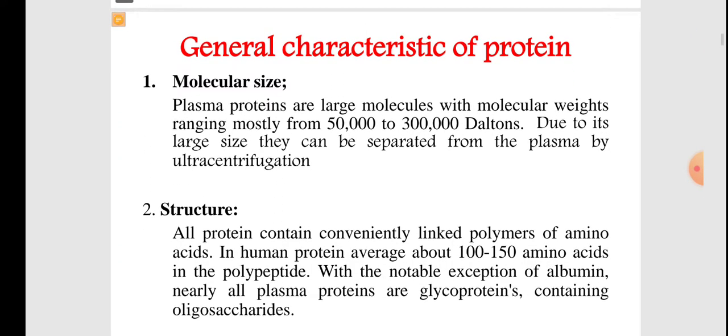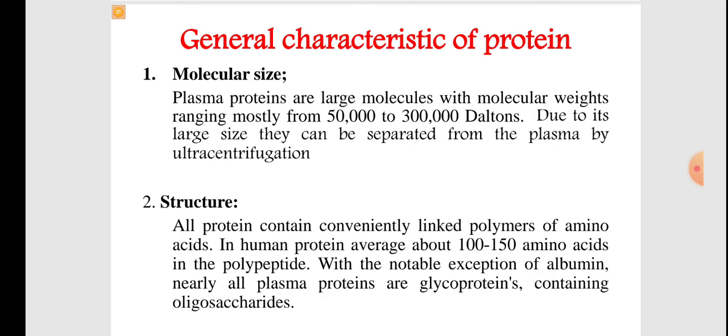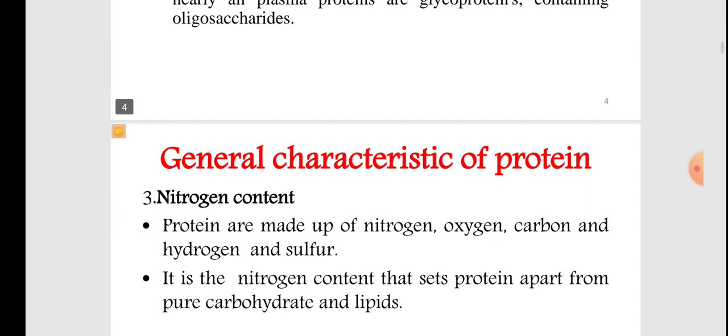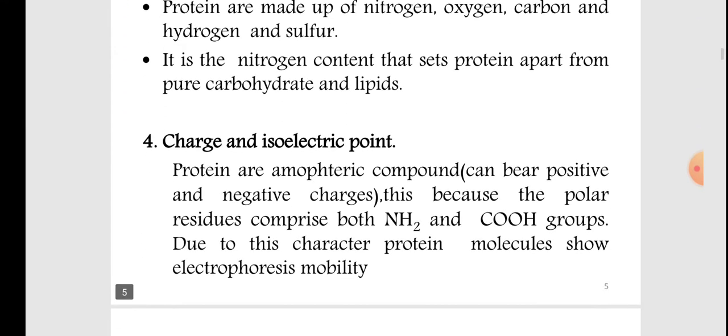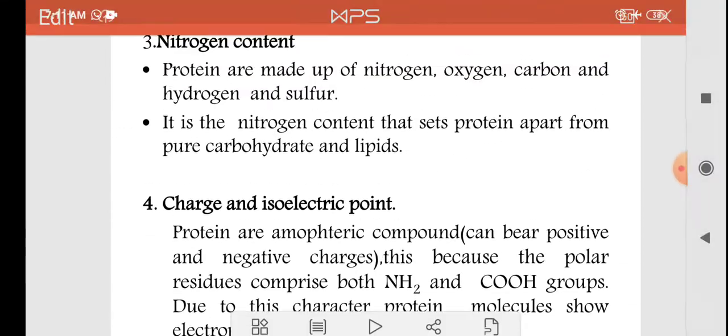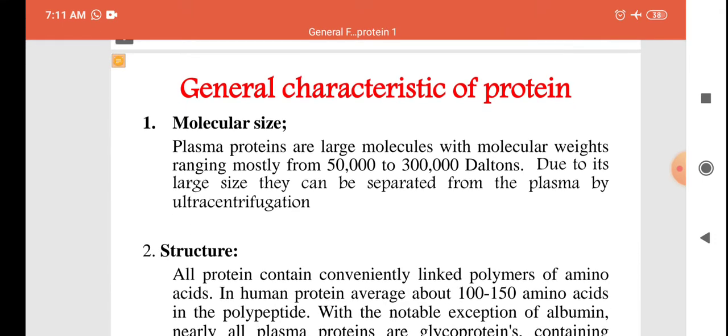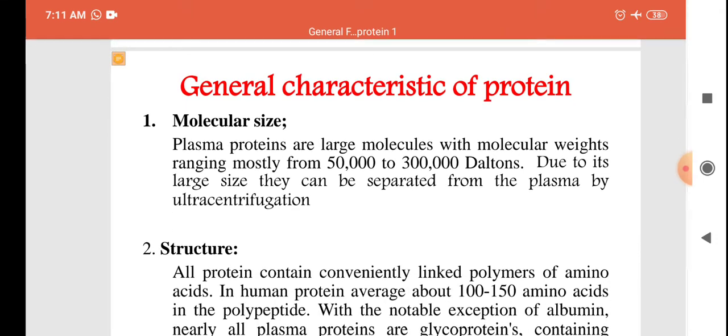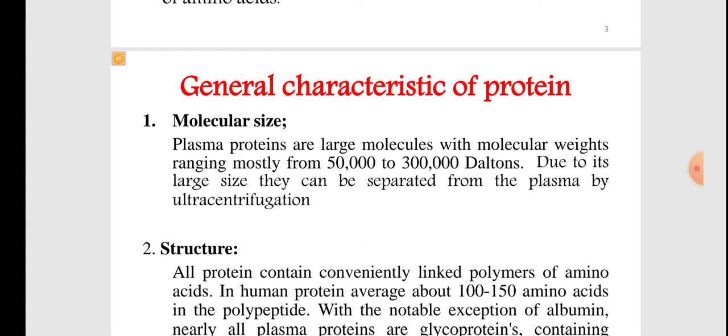General characteristics of proteins: proteins have general characteristics including molecular size, structure, nitrogen content, charge and isoelectric point, solubility, immunogenicity, and polymorphism. The molecular size: we can find that plasma proteins are large molecules with a molecular weight ranging mostly from 50,000 to 300,000 Dalton. Due to this large size, they can be separated from the plasma by ultracentrifugation.